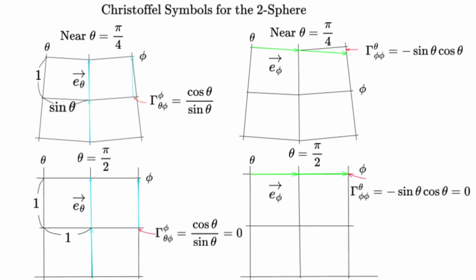Next, our two-dimensional inhabitant moves toward what we would call the North Pole. Near theta equals pi over 4, a discrepancy arises, gamma phi theta phi equals cosine theta over sine theta. A corrected quadrilateral is needed to account for this. Similarly, on the bottom right at theta equals pi over 2, gamma theta phi phi, the theta component of how much the basis vector E phi changes when it moves along the phi axis, is 0. Near theta equals pi over 4, a discrepancy arises, gamma theta phi phi equals negative sine theta cosine theta. A corrected quadrilateral is needed to account for this as well.